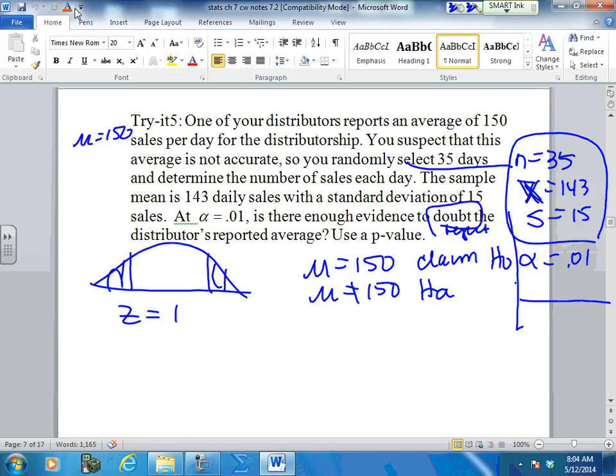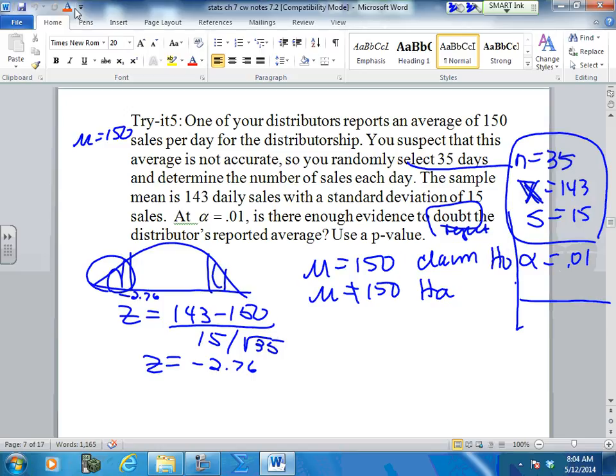So you take your z-score, and here's your mean. So x is your 143. 143 minus 150, over your standard deviation, divided by 35. So what's your z-score? Negative 2.73. Okay, now, that's here. If we look up this z-score, we're going to multiply it by 2, because we've got double the chance to do this.